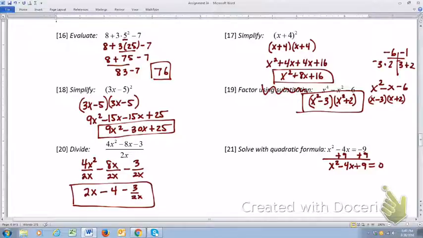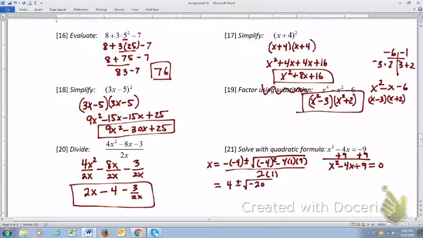Now, keep in mind, if you try to factor this, it doesn't factor. You can't find two numbers that multiply to 9 and add to -4. So the quadratic formula is all we got. With quadratic equations, we'll always try to factor first. But if we are not getting anywhere, then we want to use the quadratic formula. So I'm plugging in the numbers here.